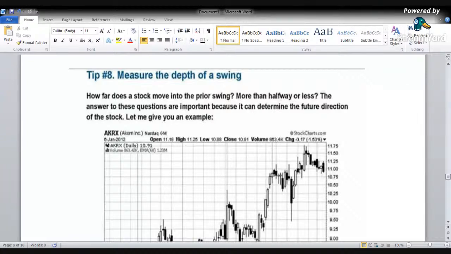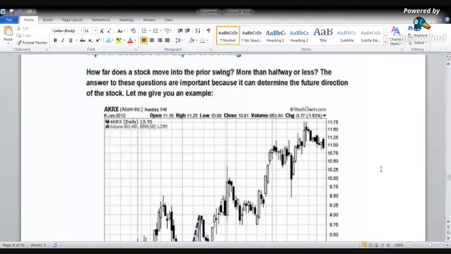So we'll continue. Tip number 8, we need to measure the depth of a swing. So how far does a stock move into the prior swing? More than halfway or less? So it's very important also, no? The answer to this question is important because it can determine the future direction of a stock. So there's an example here.